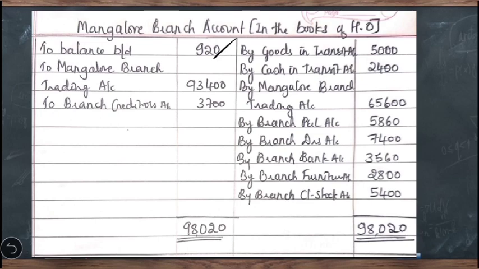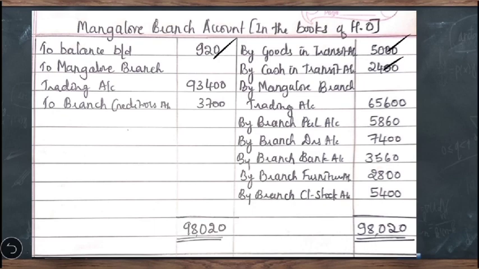Okay. The first entry is for goods in transit. There we had written the entry goods in transit account debit to branch account. So here we have to write by goods in transit account. Then the second entry for cash in transit, there we had written the entry cash in transit account debit to branch account. So here we have to write by cash in transit account.